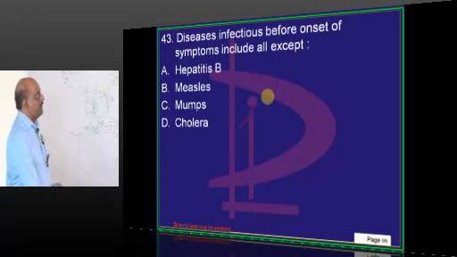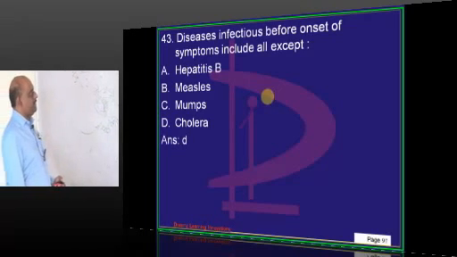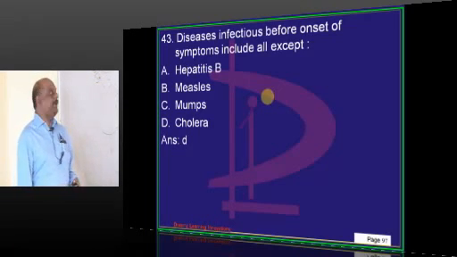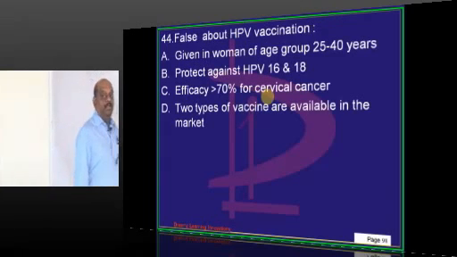The disease is infectious before the onset in mumps, measles and hepatitis B, but not in cholera.